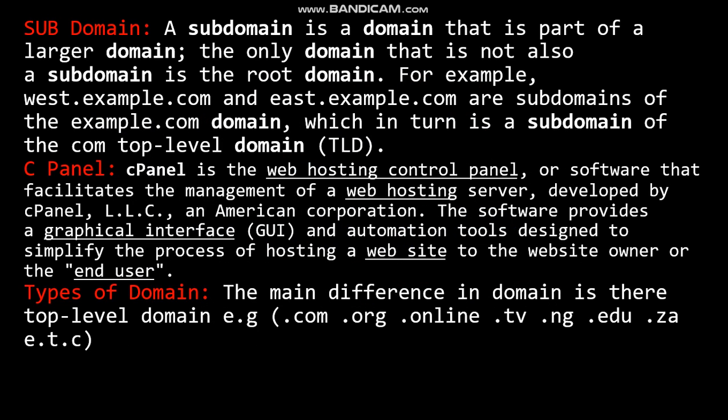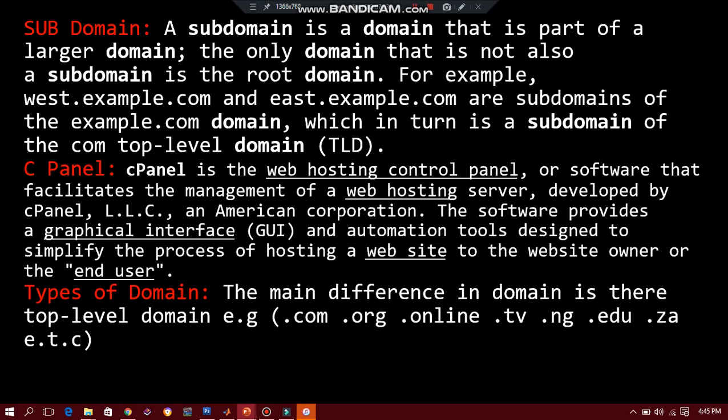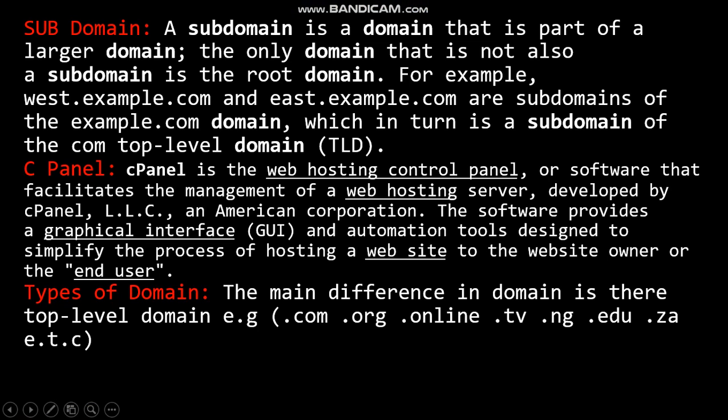So subdomain. A subdomain is a domain that is part of a larger domain. Like when we have example.com, east.example.com is a subdomain, and west.example.com is also a subdomain under example.com. You could have seen a lot of websites with subdomains.